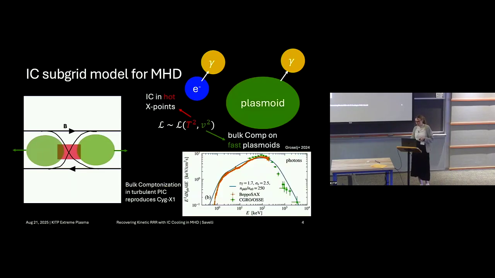So last year, Daniel found that in a turbulent box in PIC of the corona, the bulk motions of that turbulent box could reproduce the spectrum seen from Cygnus X-1. And these bulk motions are well within the regime of MHD.